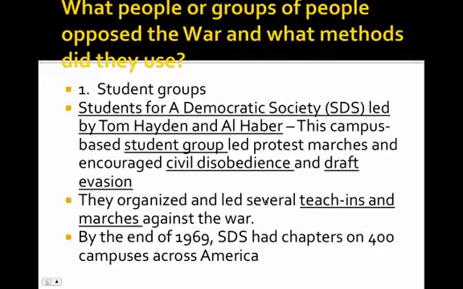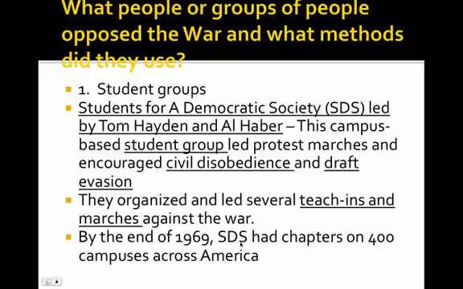They organized and led several teach-ins and marches against the war. At teach-ins, students and teachers at campuses around the United States would stage these sit-ins, but instead of just sitting there, they would talk about the war, and the teachers would teach them the facts of the war. They would learn about what was going on in the war.